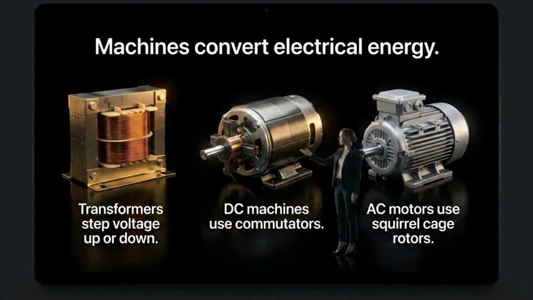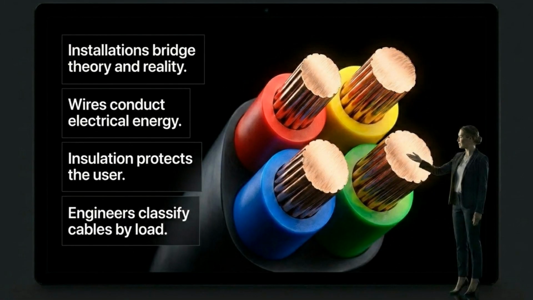Electrical machines convert energy. Transformers step voltage up or down. DC machines use commutators, and AC motors typically use squirrel cage rotors. Electrical installations connect theory to reality. Wires conduct energy, and insulation is essential for user protection.